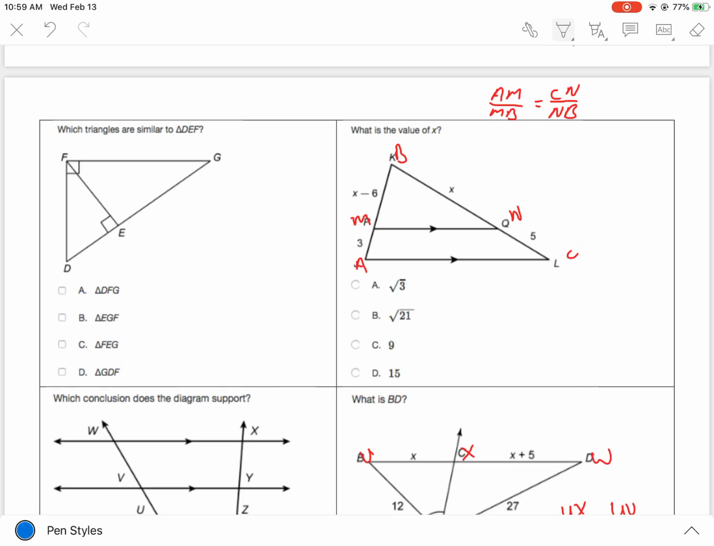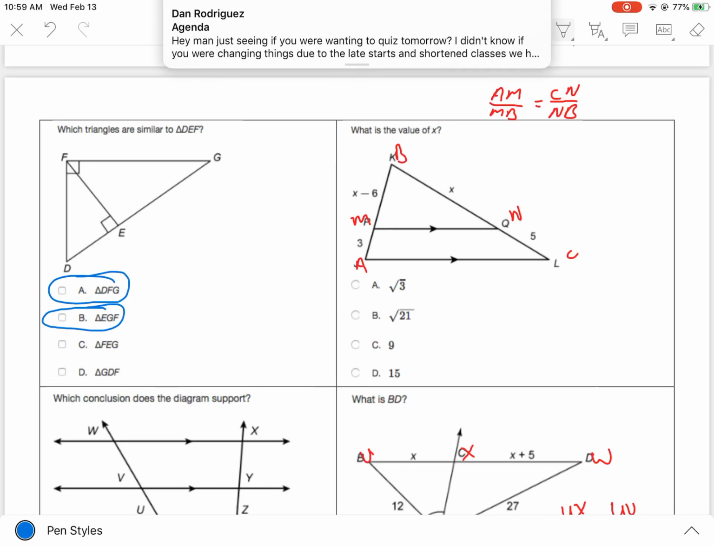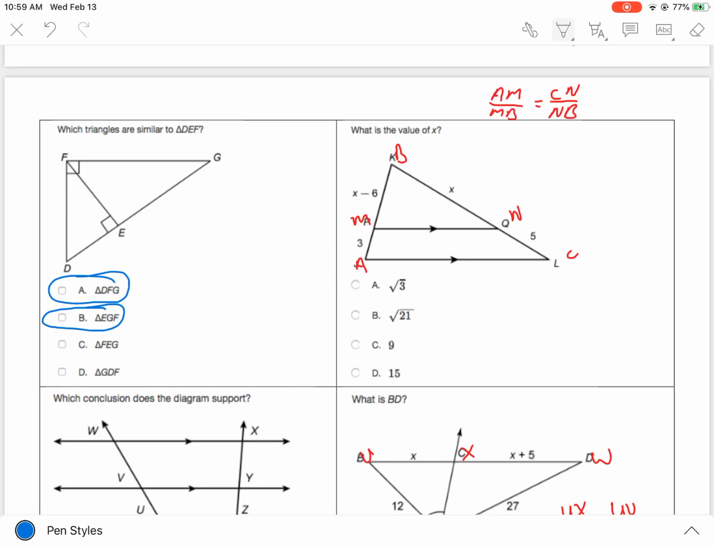Which triangles are similar to DEF? A couple, I'm sure. DFG, yep. EGF, yep. FEG, yep. And GDF, yep. G, D, F. Yeah, all of them.